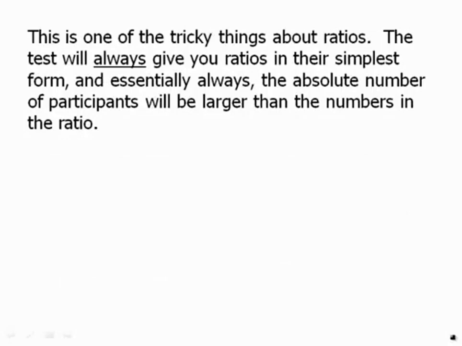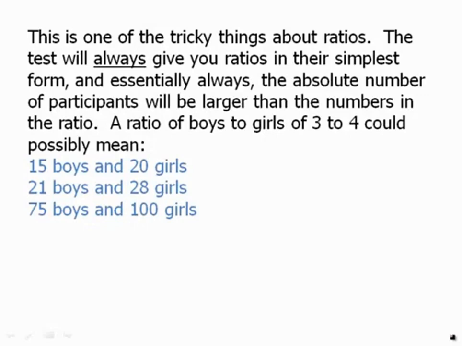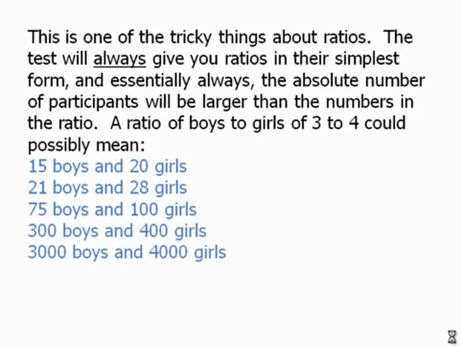This is one of the tricky things about ratios. The test will always give you ratios in their simplest form, and essentially always the absolute number of participants will be larger than the numbers in the ratio. So for example, a ratio of boys to girls of 3 to 4 could possibly mean that we have 15 boys and 20 girls, or 21 boys and 28 girls, or 75 boys and 100 girls, or 300 boys and 400 girls, or 3,000 boys and 4,000 girls.